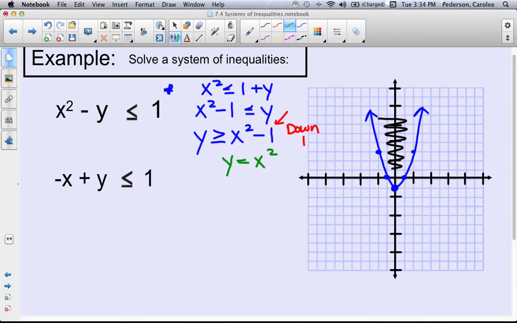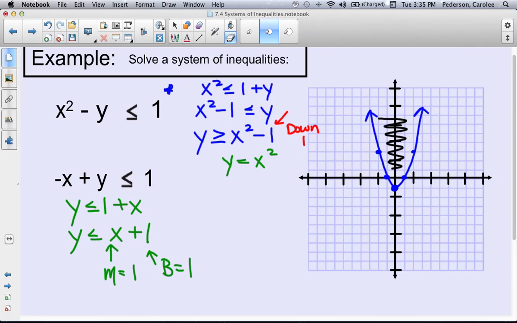So let's change this to slope-intercept form. So let's add an x to both sides. And then put the x first and then the 1. So this, remember, is my slope. And that's my y-intercept. So now I'm going to erase this black piece for now, just so it's not so close. And just remember that was shaded earlier.